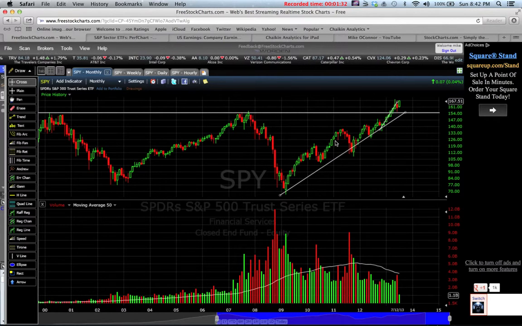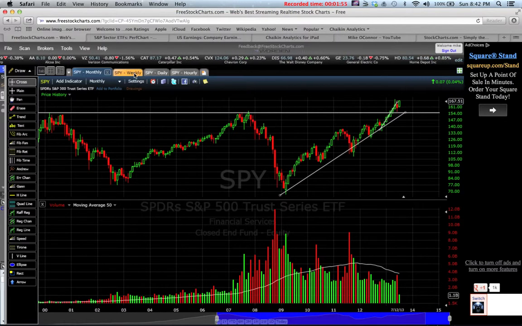The first thing I like to look for always is market direction. What are we doing? Well, on the very long term, we've broken out of an upper trading range. We've broken through resistance. We've recently retested old resistance as new support with a nice bounce on a monthly basis. So my long-term posture is incredibly bullish.